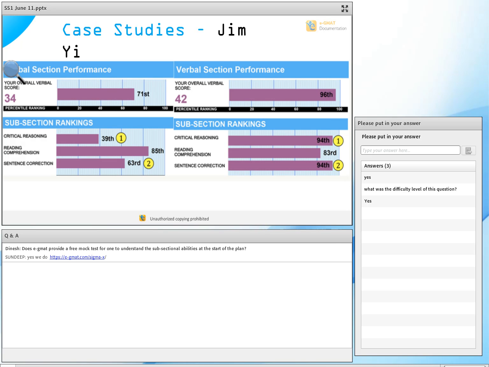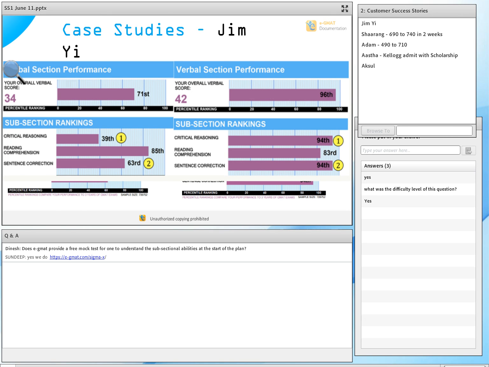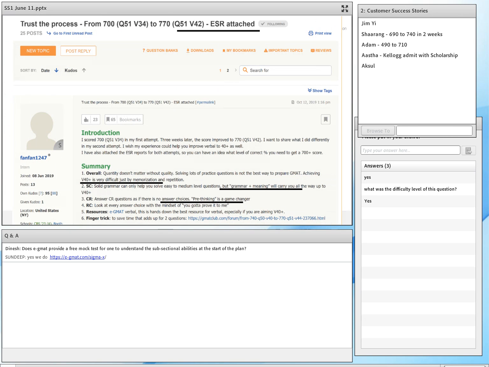He's the first guy over here, Jim Yee. And for him, again, the reason I want to say this is because I want to talk about this grammar plus meaning. He says solid grammar can only help you solve easy to medium questions. This guy is a Chinese Canadian. He studied in Canada, so he knows the grammar piece. But he says grammar plus meaning will carry you forward all the way up to V40 plus.